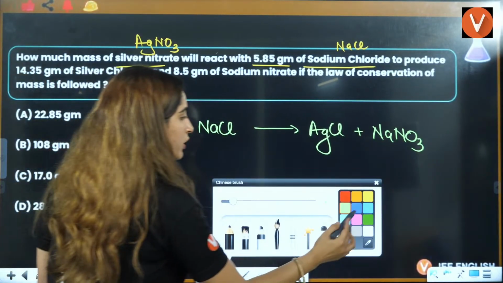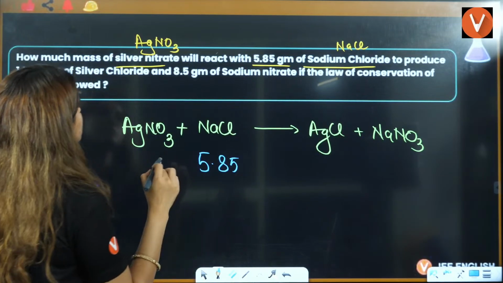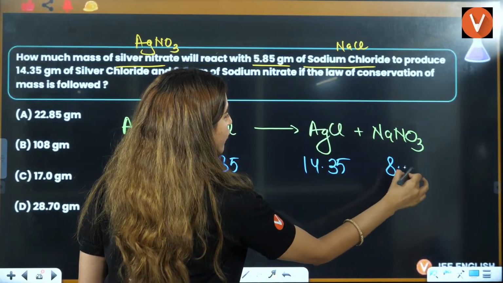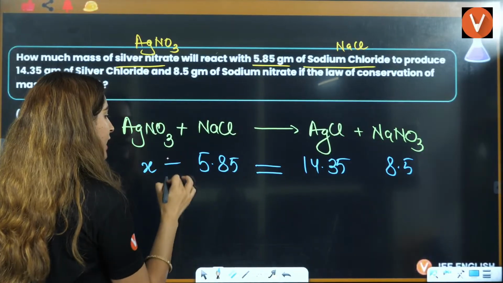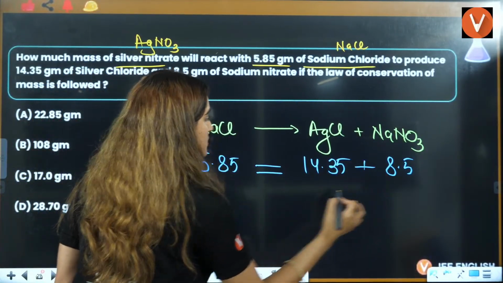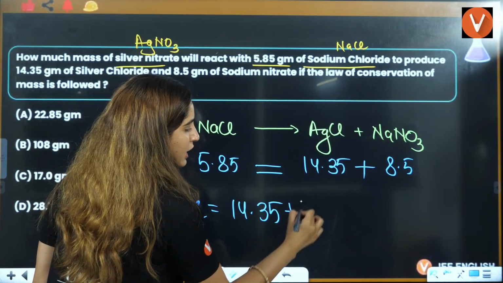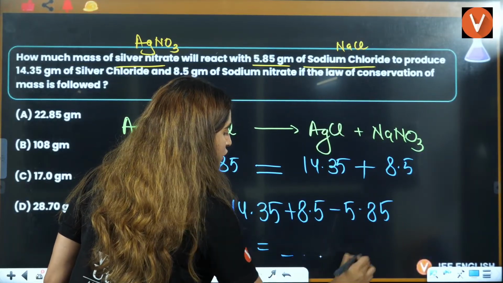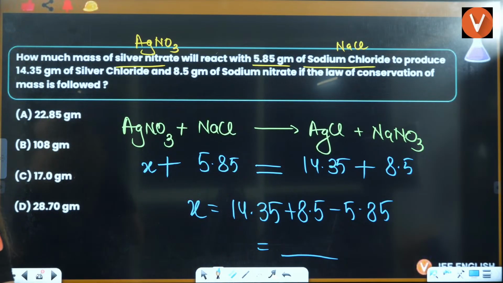Now, if you see here, this is given to be 5.85. This is given to be 14.35. This is given to be 8.5. And this is, let's say, x. So we know that x plus this is equal to this plus this, and x will be equal to 14.35 plus 8.5 minus 5.85, and you will get your answer of how much AgNO3 you have here. Right? Okay.